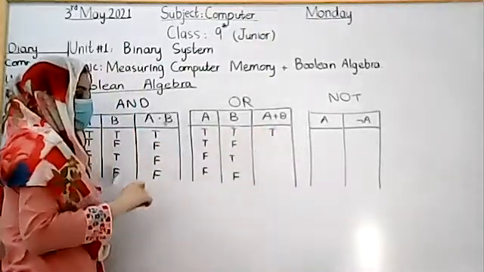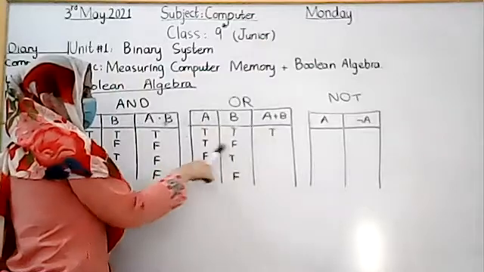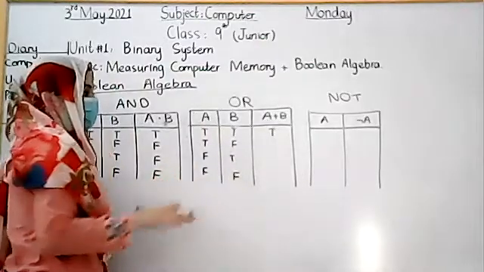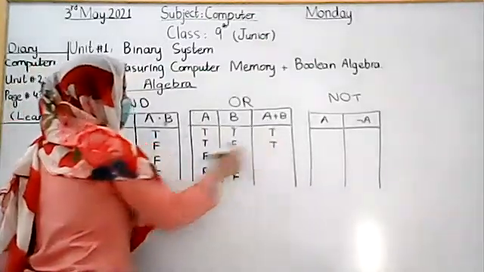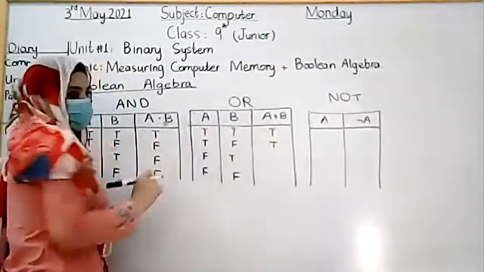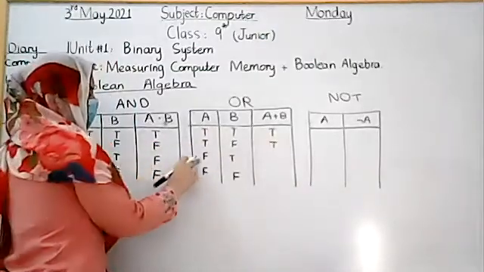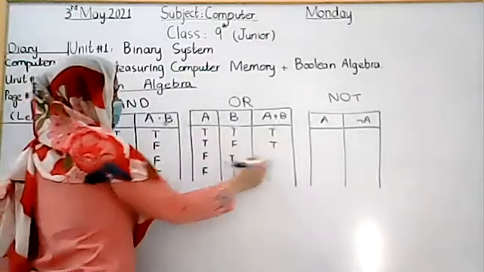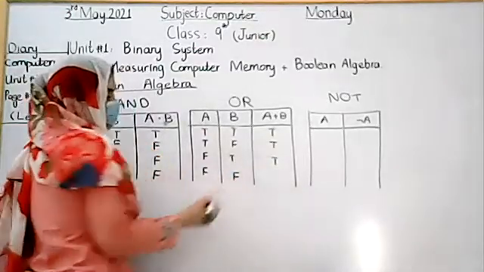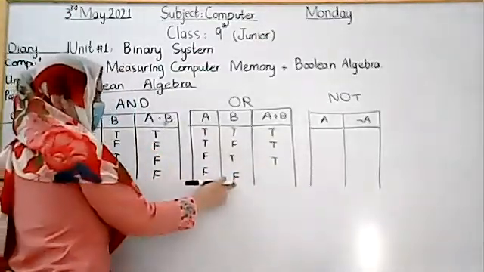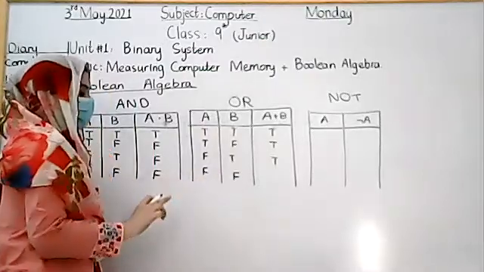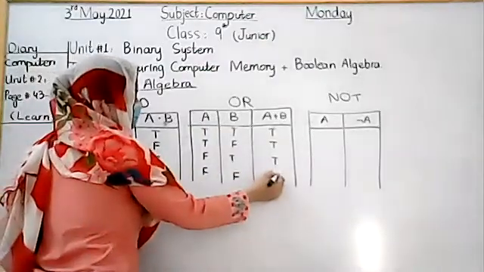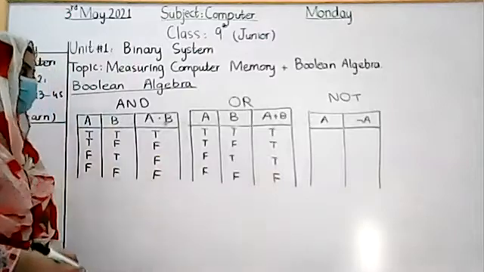And if we talk about the second row, A is true, B is false. But the OR operator always gives the value true if one of them has a true, an on bit. Third one, false, true. So the answer will be true. And in the last row, both of them are false. So the answer will be false.